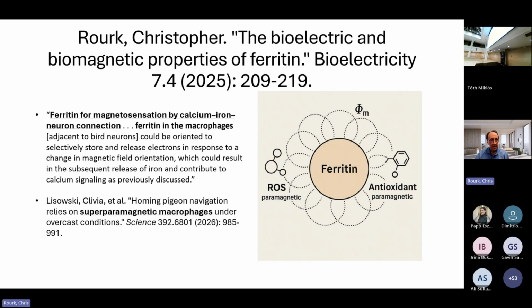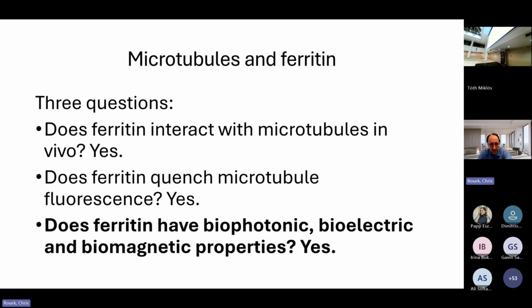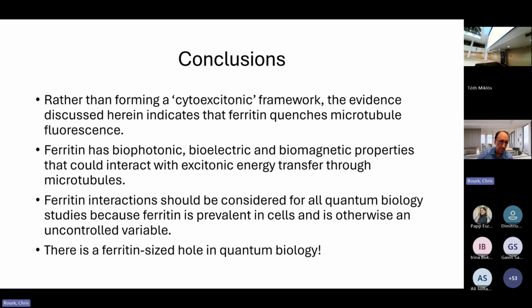I also note that this paper did discuss, and an earlier paper discussed, how ferritin could be associated with magnetosensation, and it has a calcium-iron neuronal signaling connection. I don't have time to really go into that, but it's predicted by this very recent study that dropped last week that showed that homing pigeon navigation relies on superparamagnetic macrophages. And again, it needs to be studied more, but it's certainly fertile ground for study. So I would say, yes, ferritin has these biophysical properties that could make it an important quantum biological factor.